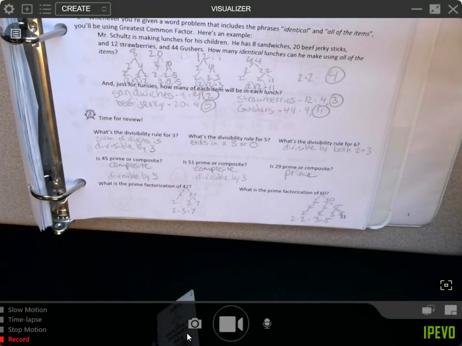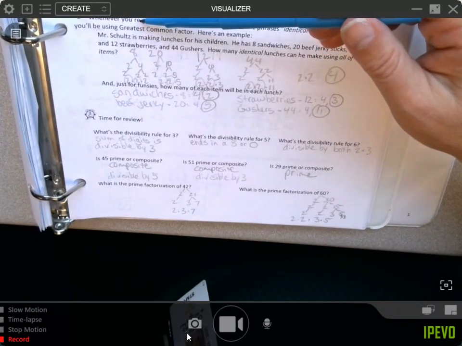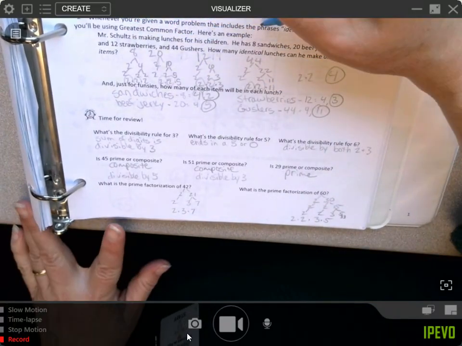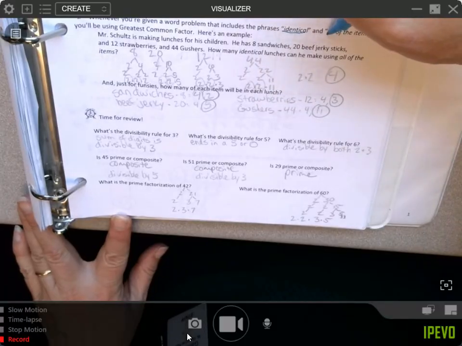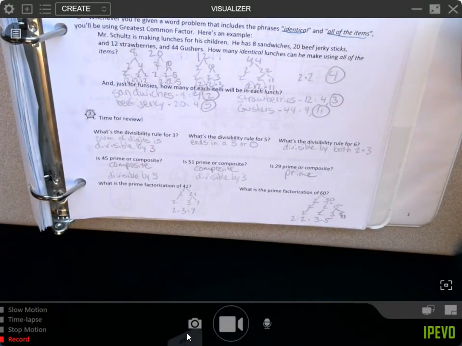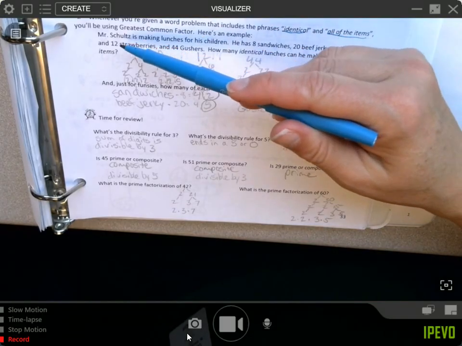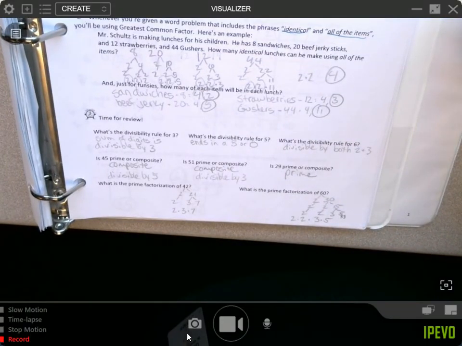So you're given a word problem that includes the phrases "identical" and "all of the items." You'll be using greatest common factor. Those are key terms to look for. If you see that they are identical groups, and that all items are present in all of them, you know you're finding that greatest common factor.